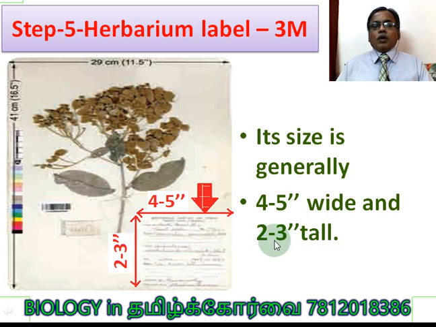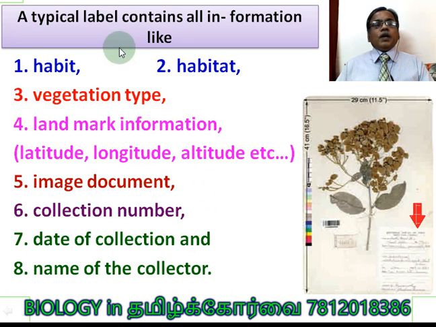Here the height is less and the width is more, so you must be very careful about this information. Whenever the question asks for tall, we take 4 to 5. So please take note of it. A typical label contains all information. So what information should be furnished in the herbarium label?